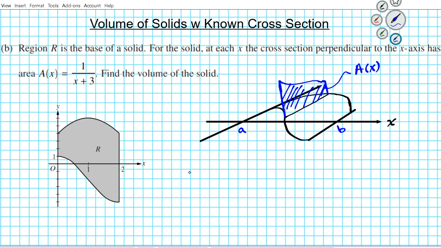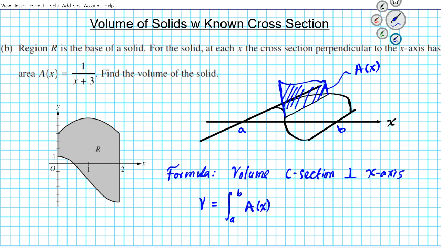We're going to start off by writing down the formula that will guide our problem solving process. So the formula for volumes with cross sections perpendicular to the x-axis: the volume V is the integral from A to B of your area A of x dx. This is a must-know formula right here. Bam, there you have it.